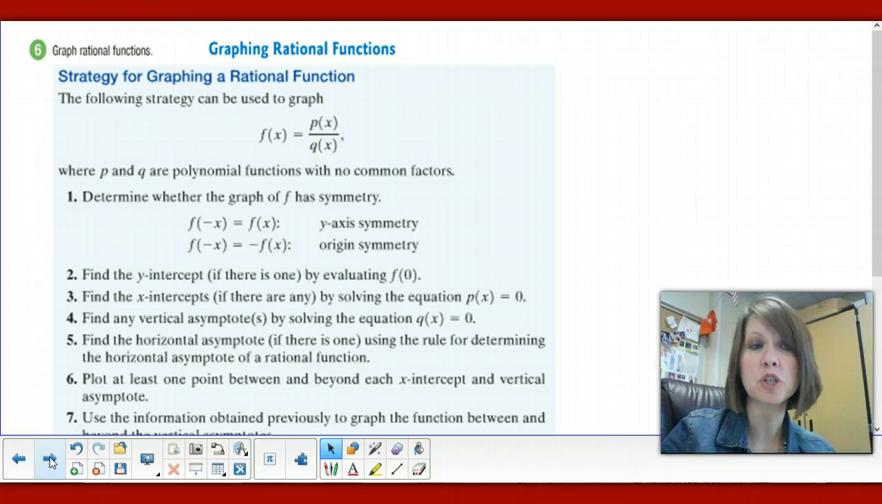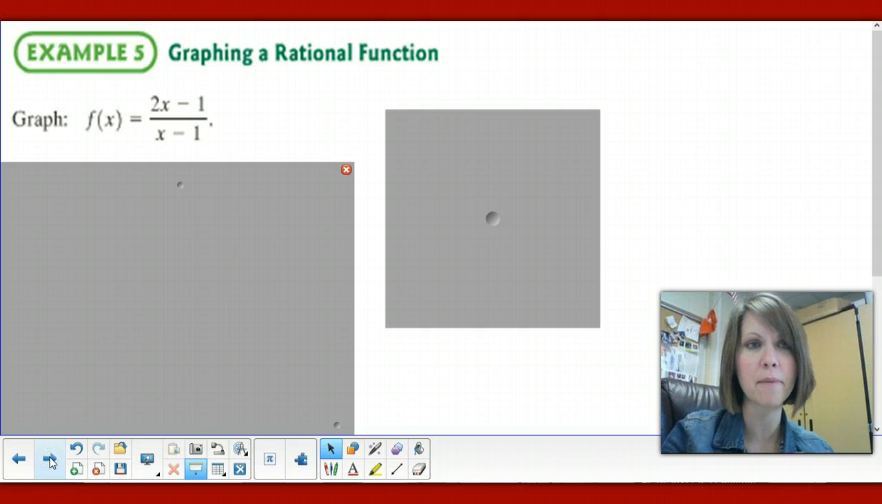Graphing rational functions, your textbook gives you a 7-step process that the author of the textbook recommends for graphing rational functions. I'm actually going to break that down and condense it into about 3 steps. The textbook is fine. You can look at it, you can follow it. There's nothing wrong with it. I just think it can be made into a simpler process. So please take some notes over what I have to say about that.